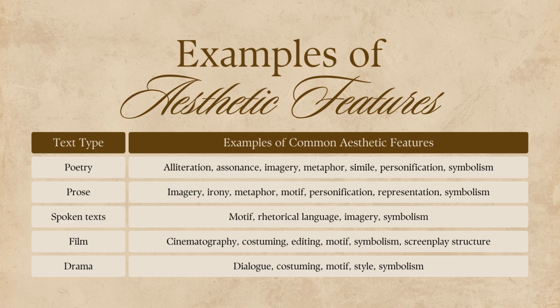Examples of aesthetic features. Text type. Poetry. Prose. Spoken texts. Film. Drama. Examples of common aesthetic features. Poetry. Alliteration, assonance, imagery, metaphor, simile, personification, symbolism. Prose. Imagery, irony, metaphor, motif, personification, representation, symbolism.